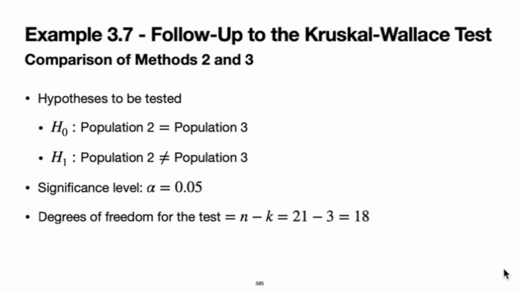Okay, and finally, the last pairwise comparison, we're going to compare methods 2 and 3. So the null hypothesis is that populations 2 and 3 are the same, against the alternative that population 2 is not equal to population 3. Again, we're going to use a 0.05 level of significance. The degrees of freedom for the test are 18.